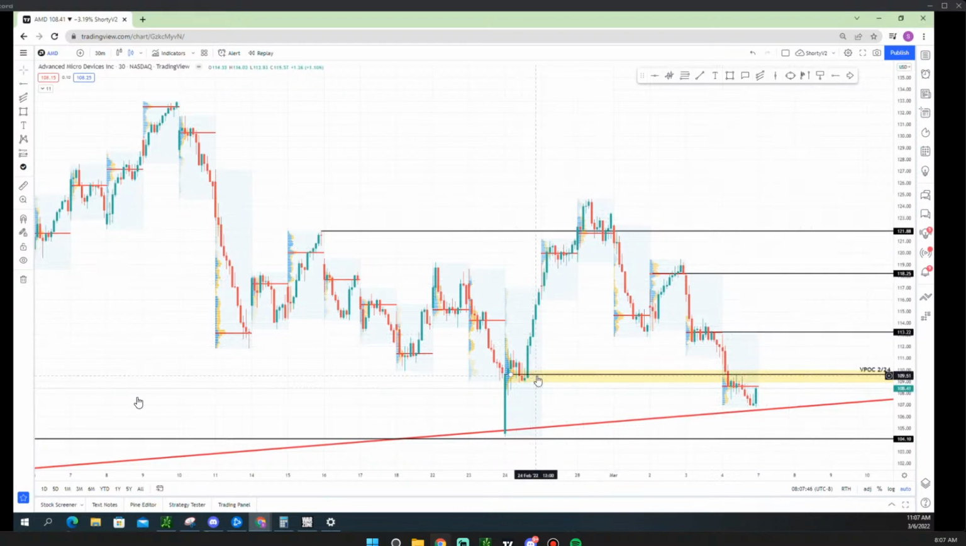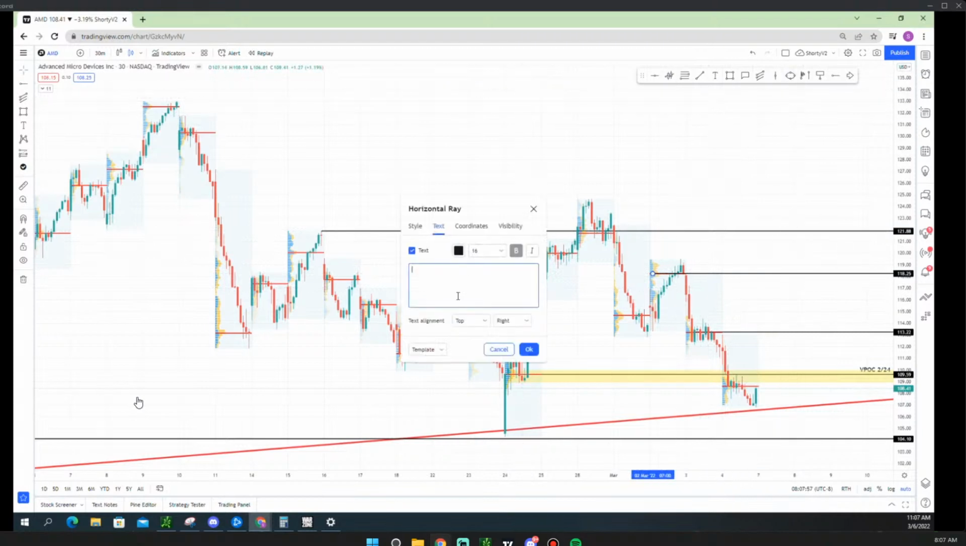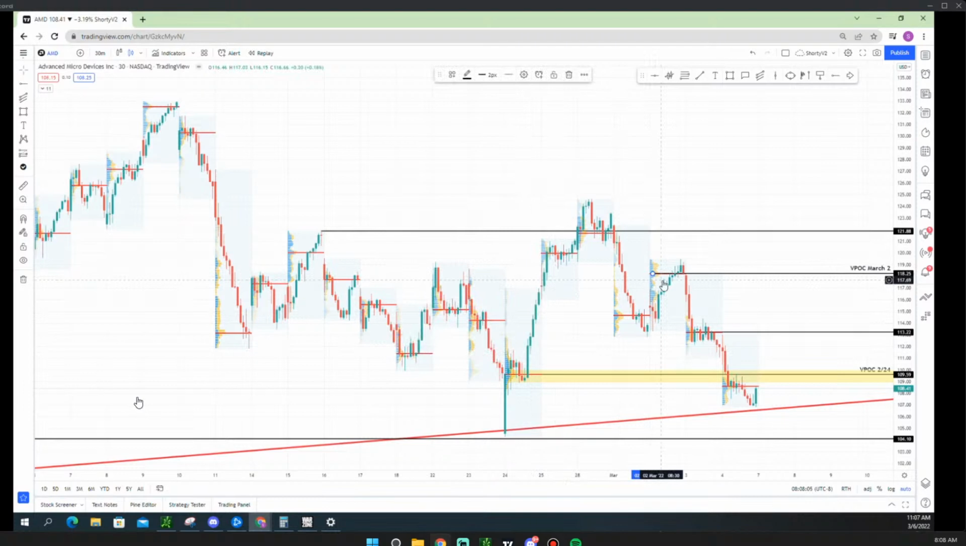And look, this was a VPOC here, and look what happened. They brought it right back to the 109.59 level. So now you have the VPOCs to the upper side, right? These levels become your next targets, which will happen quickly too, just that people don't know. So this one here is your VPOC March 2nd. And this is your VPOC March 3rd.